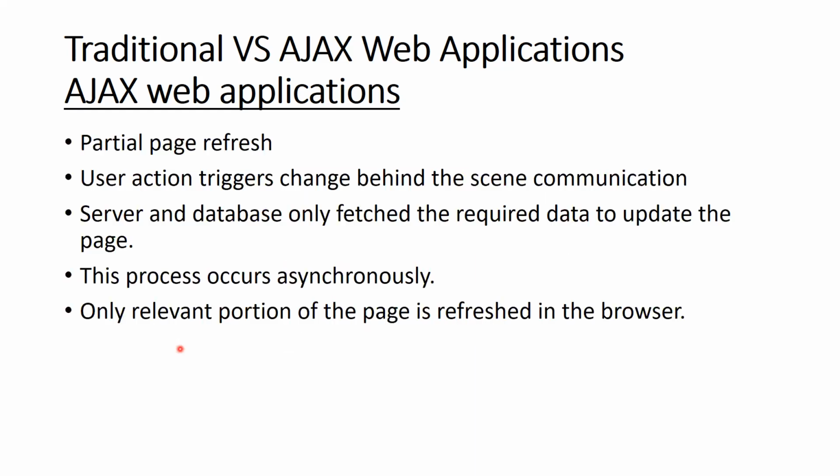Okay, now the explanation: only partial page refresh. That portion that needs to be refreshed, only that is refreshed in AJAX web applications. A user action triggers change through behind-the-scenes communication. So what kind of action would trigger it? For a chat message, as soon as somebody presses enter or probably the send button on the chat message, there's a likely chance that a refresh script is automatically assigned or connected to it.